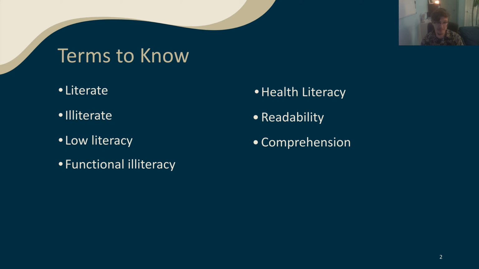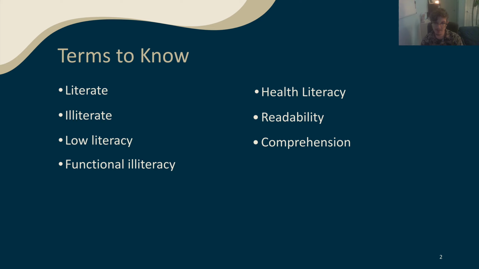So then next we have functional illiteracy. Functional illiteracy is defined as when a person lacks the reading, writing, and comprehension skills to be able to operate in their day-to-day life. So this is someone who might be able to read and write to some extent, but their comprehension skills have a severe deficit to the point where they can't comprehend instructions that they need to follow for their daily life.